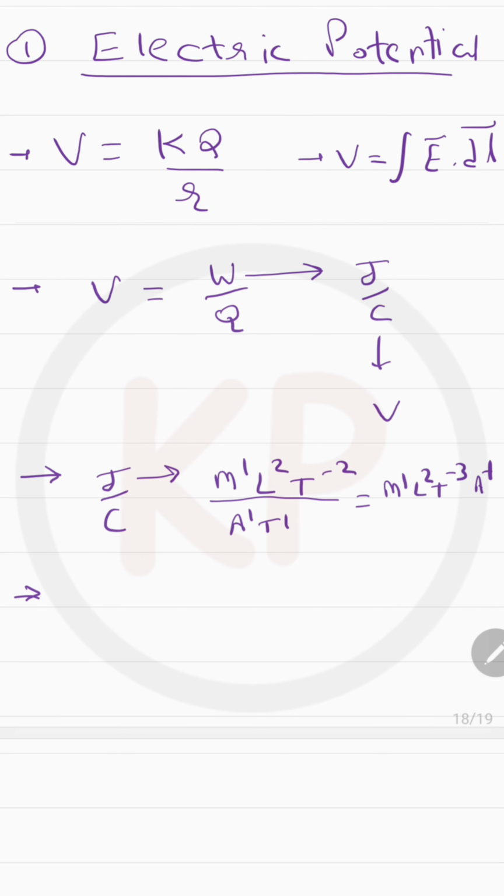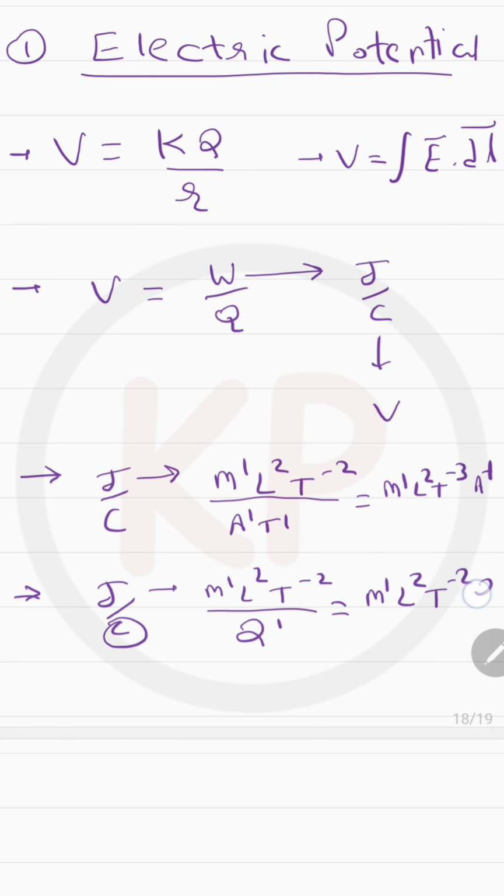Now, if coulomb is taken as a base quantity, then joule per coulomb will become M1 L2 T minus 2 divided by coulomb. It is taken as Q1. This will give M1 L2 T minus 2 Q minus 1. This is minus 1. Okay.